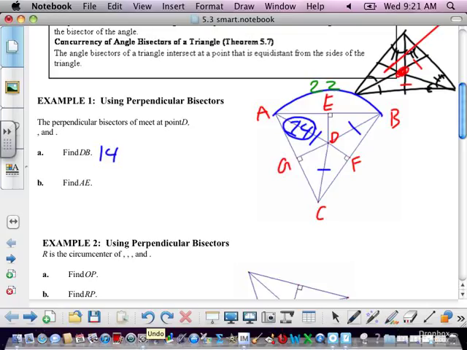All right, A to E. What do we know about perpendicular bisectors? It cuts it in half. 11. Okay.